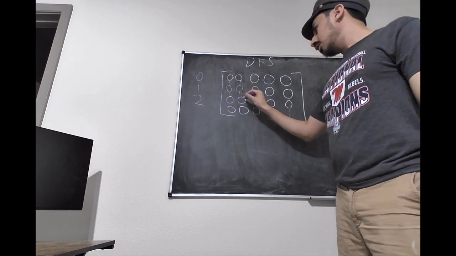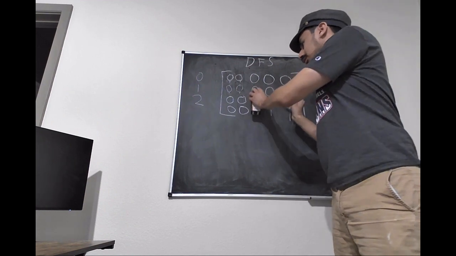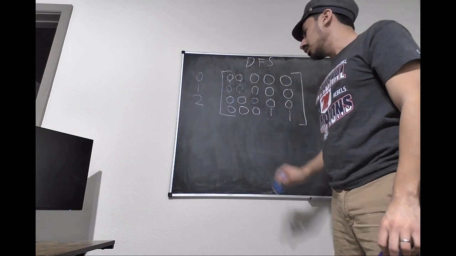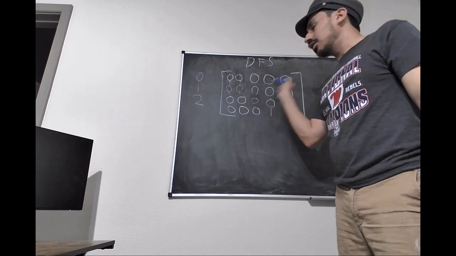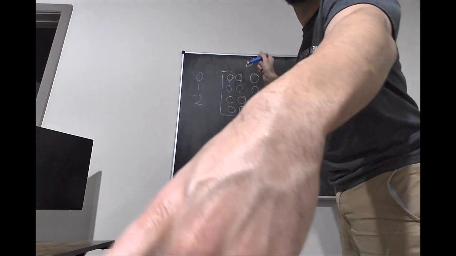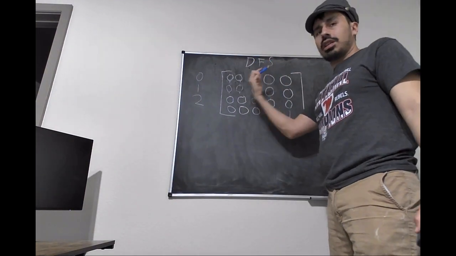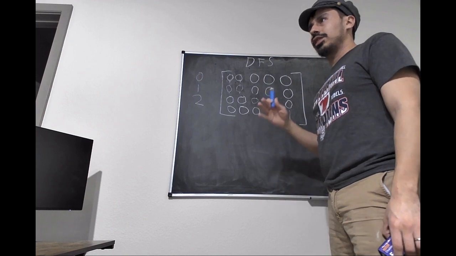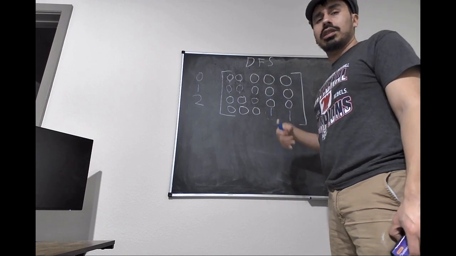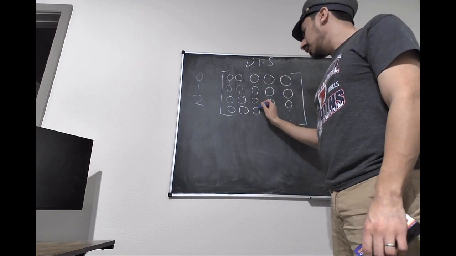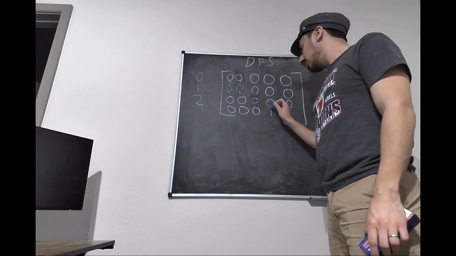All right. So then what happens? Well, this will be changed to a 0. We're going to call the depth first search this way, this way, this way, and this way. So left, up, right, and down. And then at the end, we're going to get to this 1.